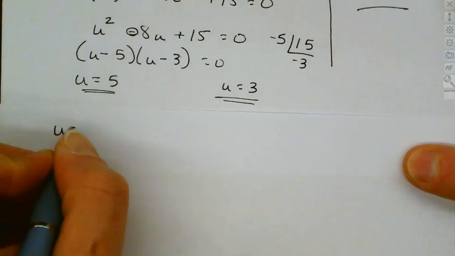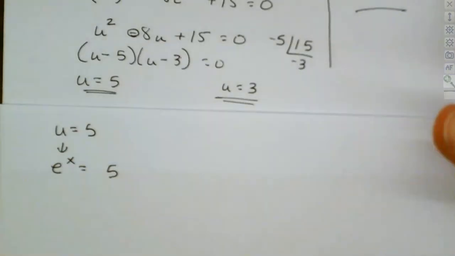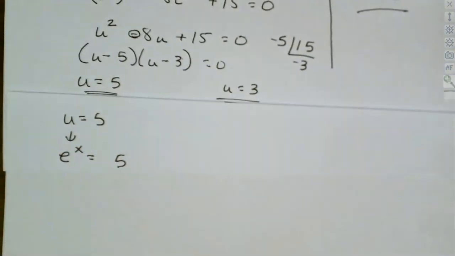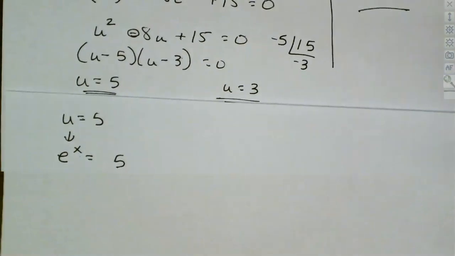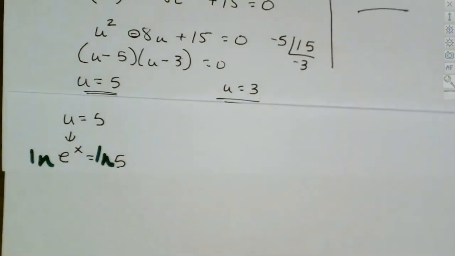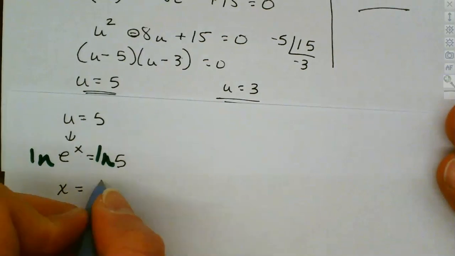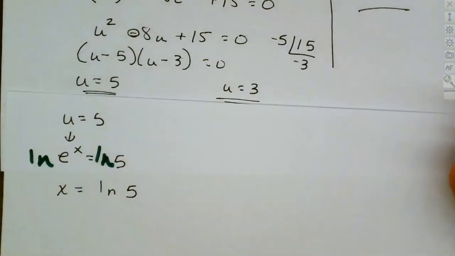If I've got u equals 5, that u is actually e to the x. How would you handle this? How would you get rid of the e? What would you use? Can someone tell me? What gets rid of an e? Log. Yep, natural log, right? ln. So ln of both sides. So now we have it as x equals natural log of 5.